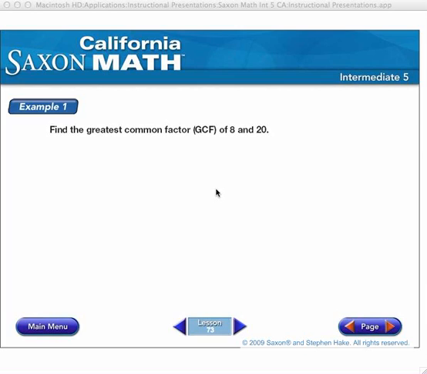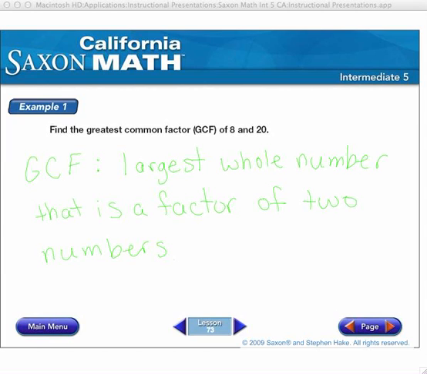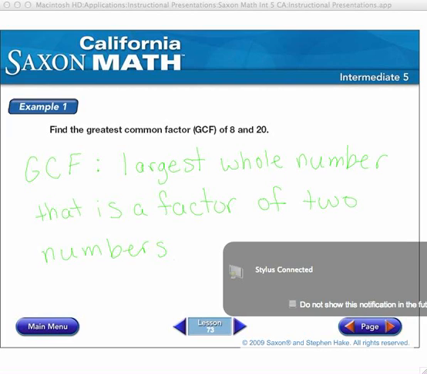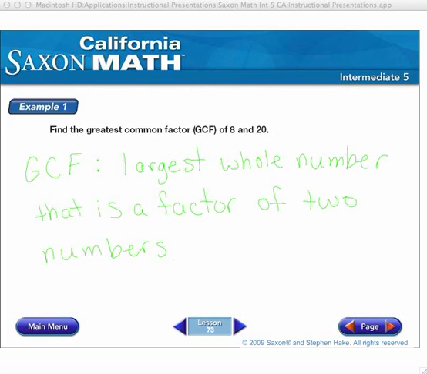Lesson 73, finding the greatest common factor, or GCF. So we already know that a common factor is a number that is a factor of two numbers. The greatest common factor, then, is the largest whole number that is a factor of two numbers. So let's take a look at example one.